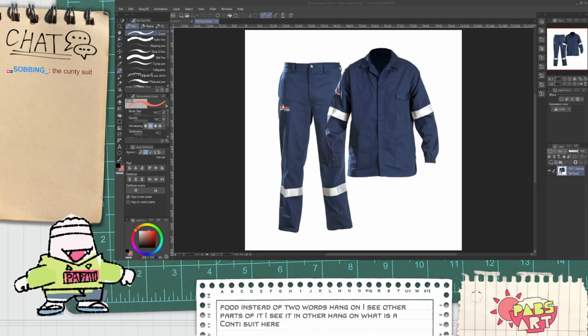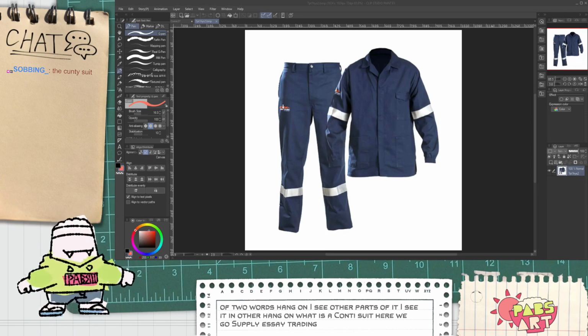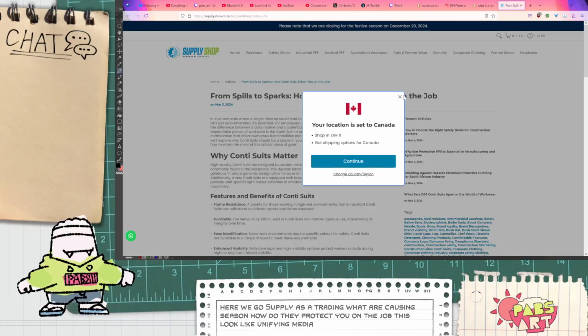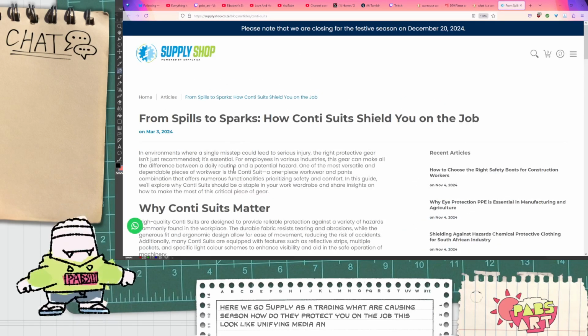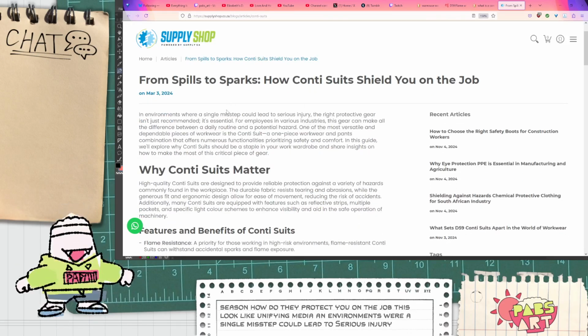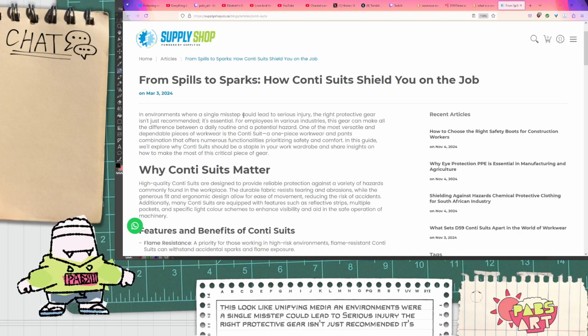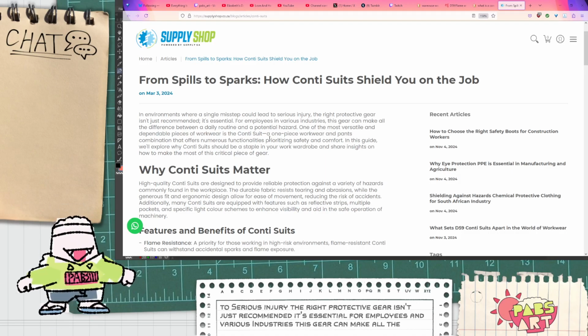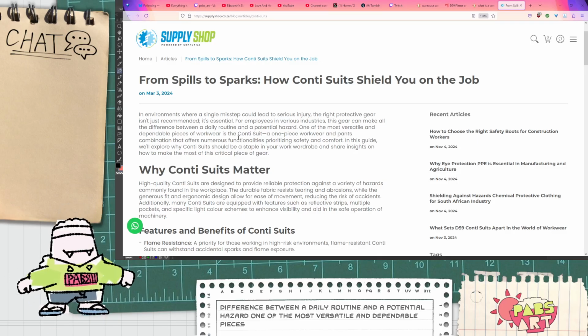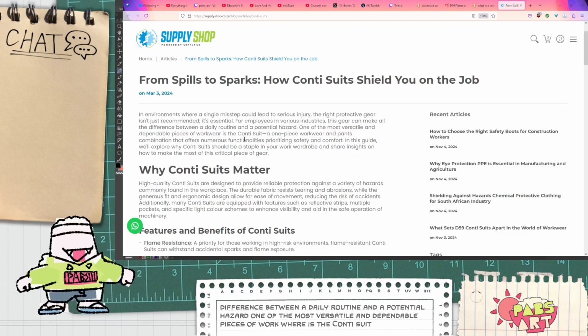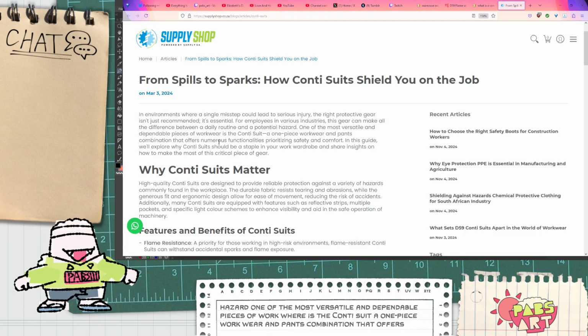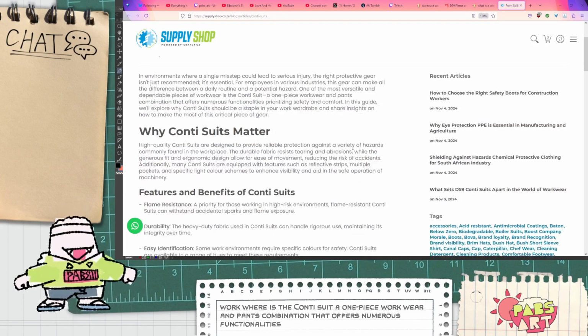Here we go. Supply SA trading. What are Conti suits and how do they protect you on the job? This looks like edifying media. In environments where a single misstep could lead to serious injury, the right protective gear isn't just recommended, it's essential. For employees in various industries, this gear can make all the difference between a daily routine and a potential hazard. One of the most versatile and dependable pieces of workwear is the Conti suit, a one-piece workwear and pants combination that offers numerous functionalities, prioritizing safety and comfort.